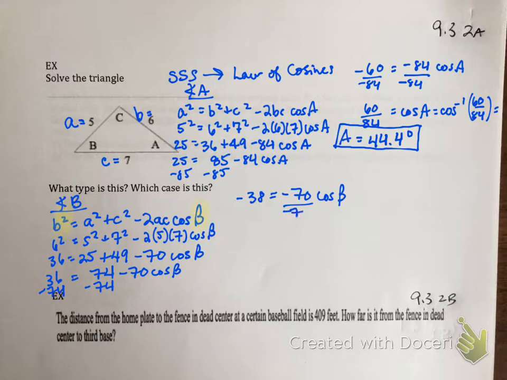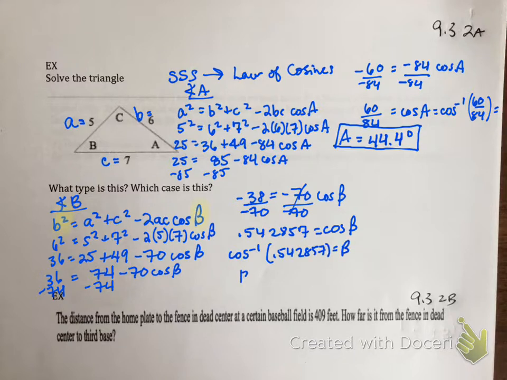Now dividing that off, we get a little value. It's 0.542857, and that equals cosine of angle B. I have to take the inverse cosine of both sides. And when I do that, I get B is equal to 57.1 degrees.